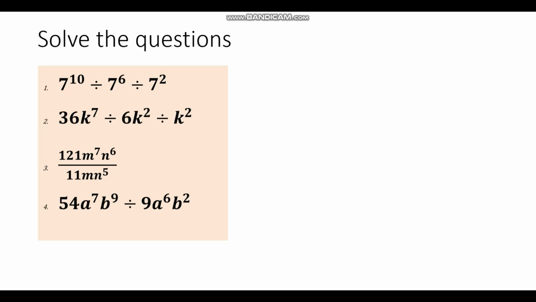And third question, we have two bases, which is the base of m and n. And the fourth question, we also have two bases as well, which is a and b. So please try the questions on your own.